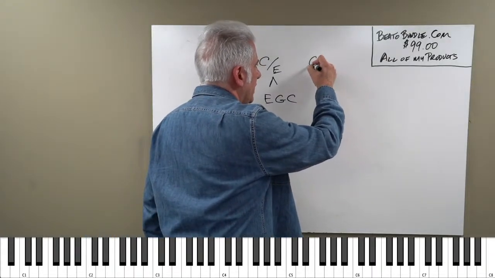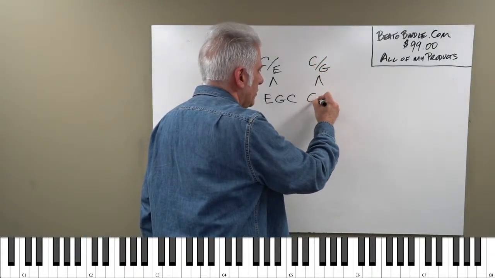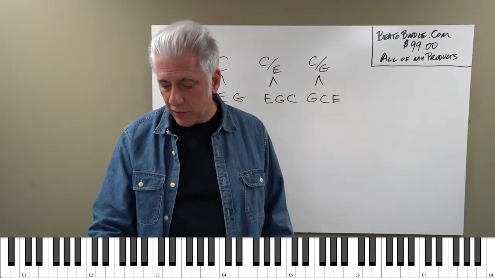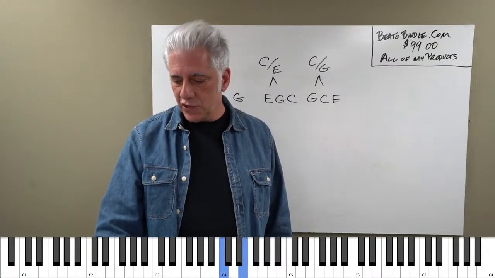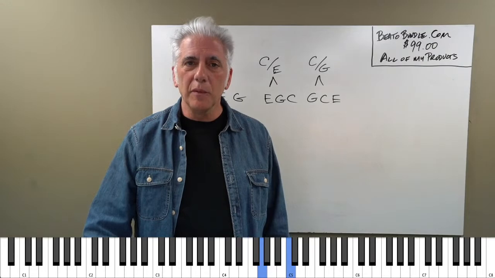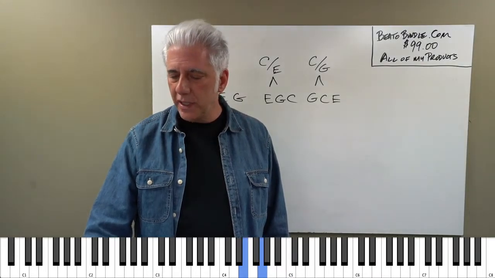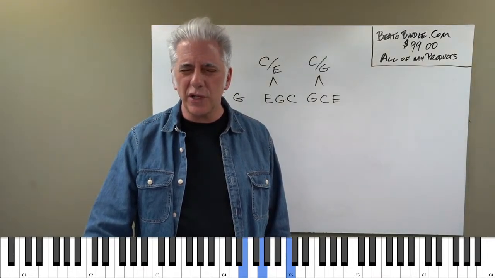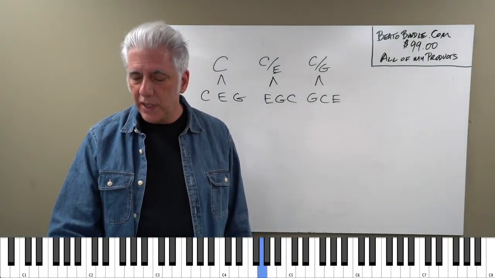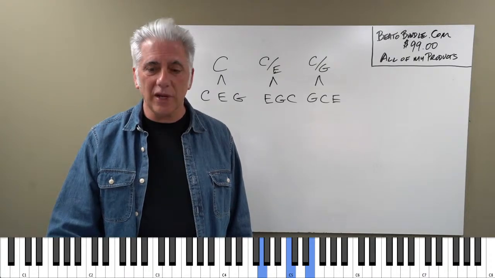Next way is C with a G in the bass. So that would be G, C, E, okay? Easier to actually see it on the keyboard. Root position, C, E, G. Now if I take the C note, move it up the octave, start with the middle note, the third, E, G, C. That is a first inversion major chord, and then G, C, E is a second inversion.